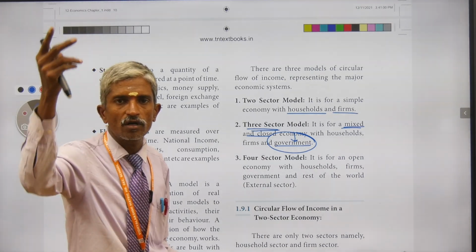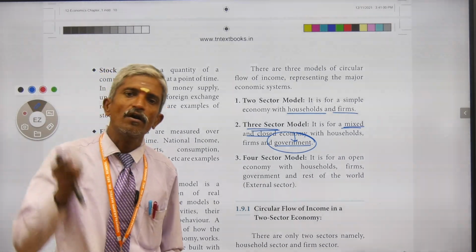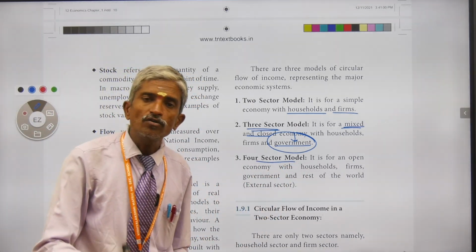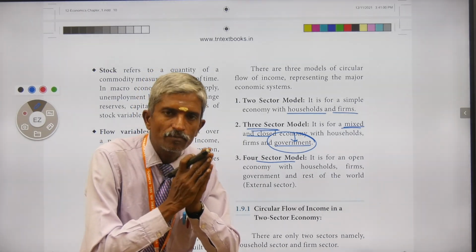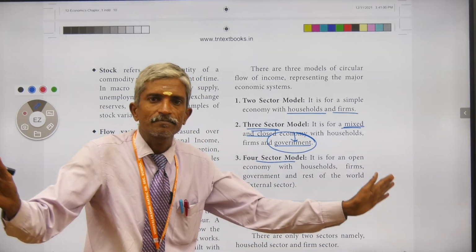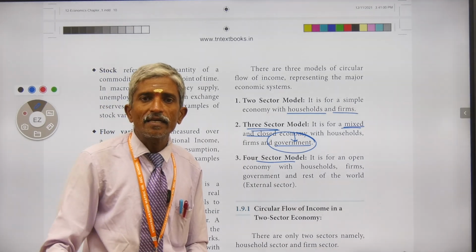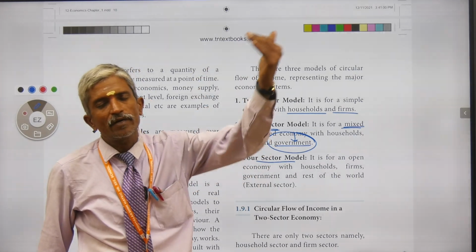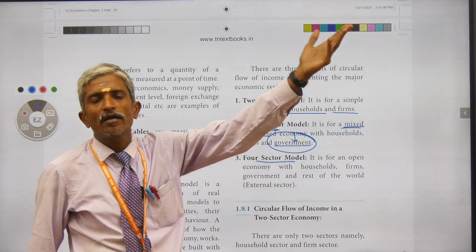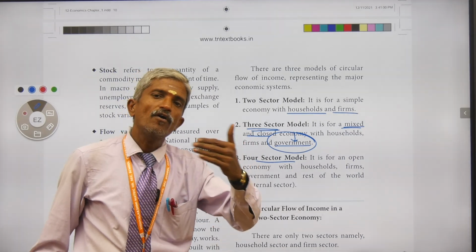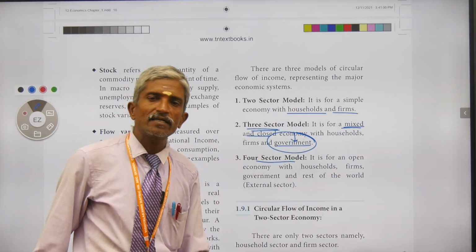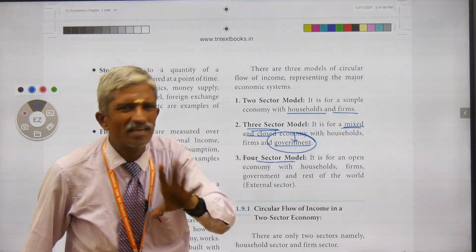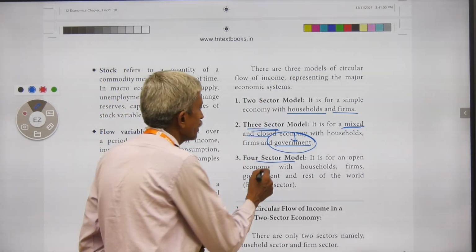2 sector is also called simple. 3 sector is also called mixed and closed, and 4 sector model is also called open. I kept the door open. It means we are interested in the rest of the world. We are adding our neighbors, far away, distant neighbors also. Clear? Far away people also. They are far away from us, thousands of kilometers. We don't want to refer to lakhs here. So thousands is applicable. Okay.